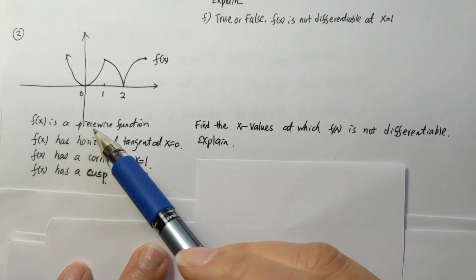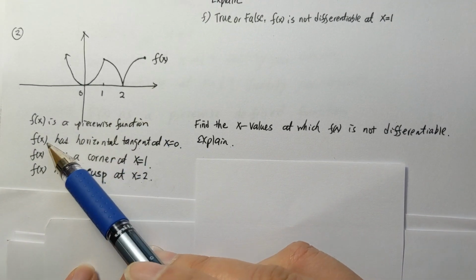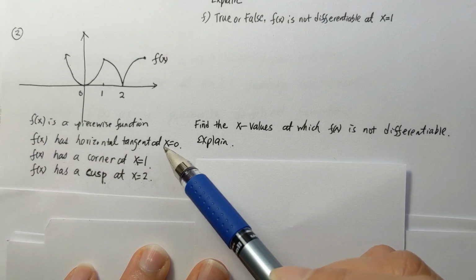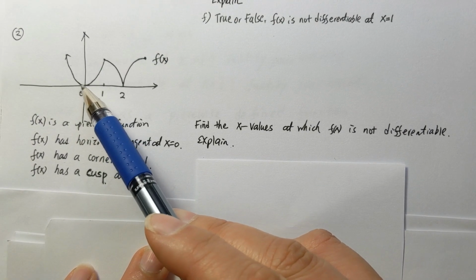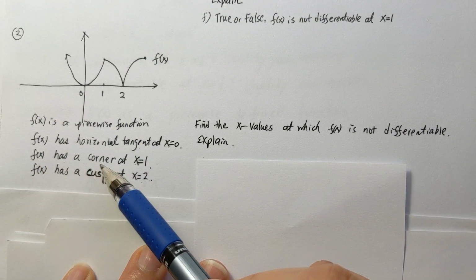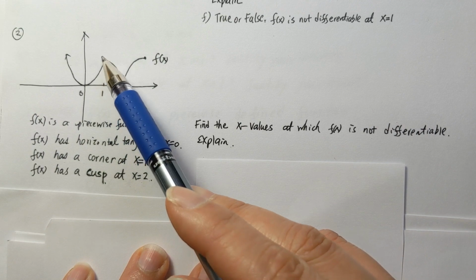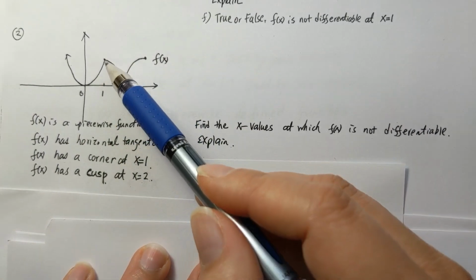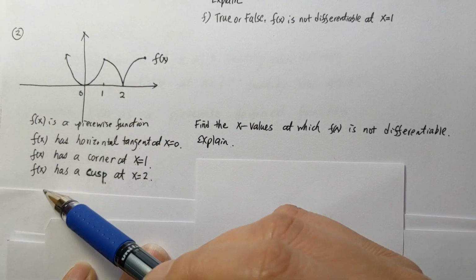F of x is a piecewise function. F of x has a horizontal tangent at x equals 0. That means m equals 0 over here. F of x has a corner at x equal to 1, a corner. So it means your left hand slope is not equal to the right hand slope.